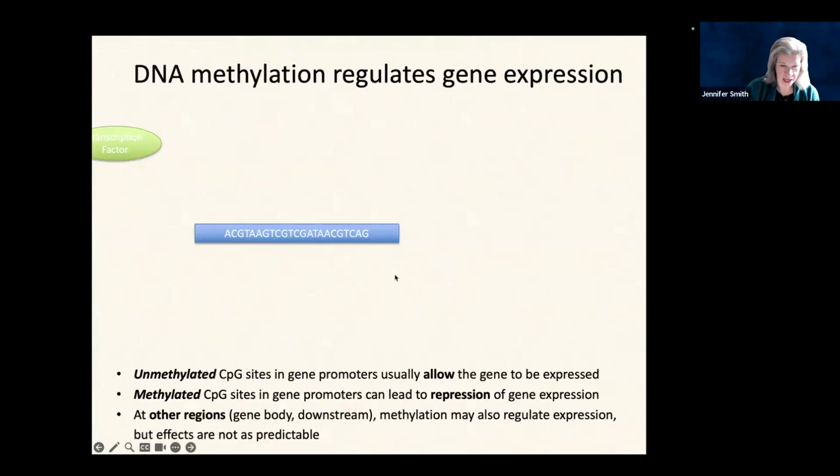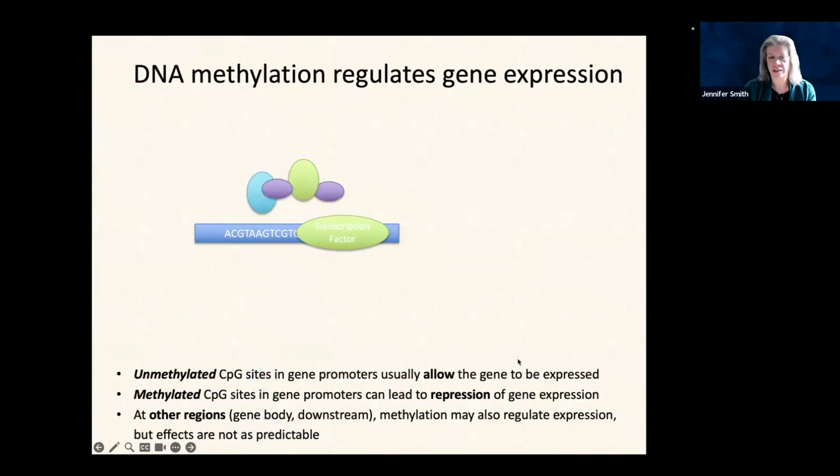This is an animated slide. Let me see if I can do this. So unmethylated CpG sites in gene promoters specifically usually allow that gene to be expressed. So this is a promoter region of a gene, and the transcription factor can come sit down on it, right? And then the RNA polymerase will come and it will make the messenger RNA. So that's what usually happens if the promoter region is not methylated.